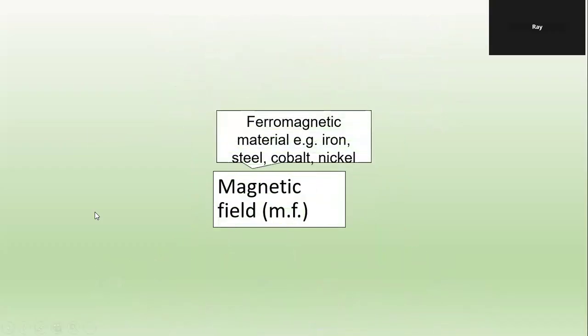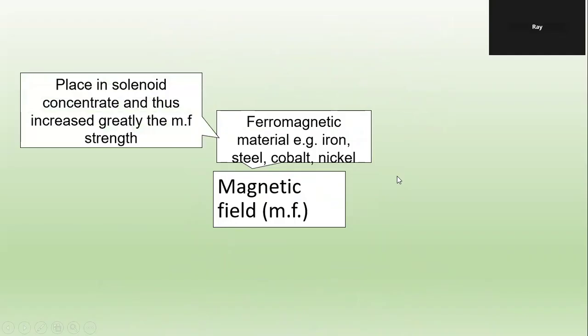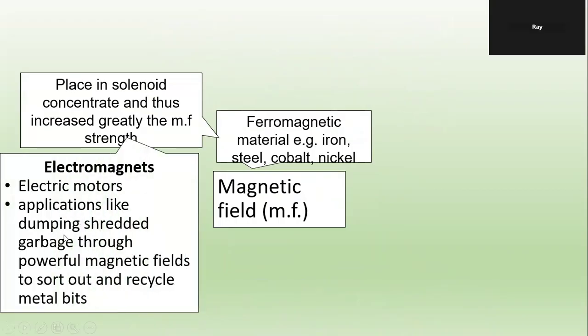Okay, to summarize for you. Ferromagnetic material, for example iron, steel, cobalt, nickel, placed in a solenoid, concentrates and thus increases greatly the magnetic field strength. Used in electromagnets, right? Electric motor applications, like dumping garbage through a powerful magnetic field to sort out and recycle metal bits. We got garbage, paper, and metal. They use an electromagnet to attract the metal.